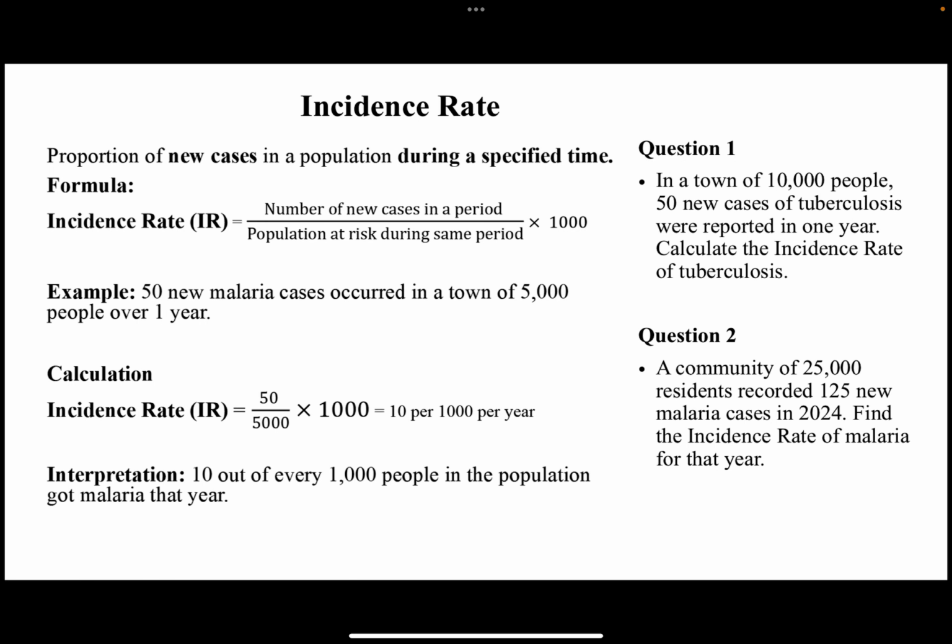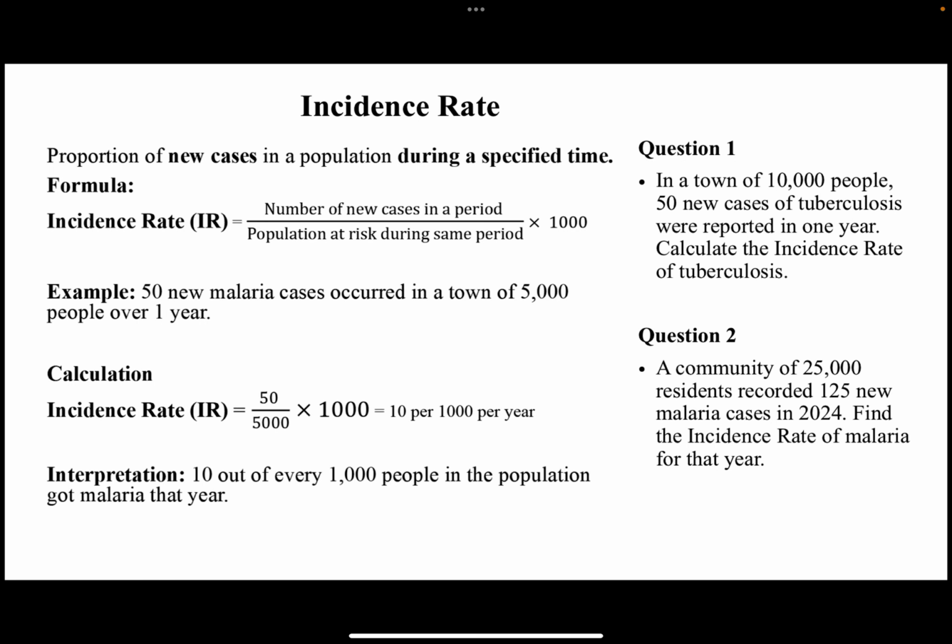What is the number of new cases? We have 50 new malaria cases. It's specified in the question. And what's the population of the town? 5,000 people over a year. So that means the incidence rate is 50 divided by 5,000. Then you multiply by 1,000.